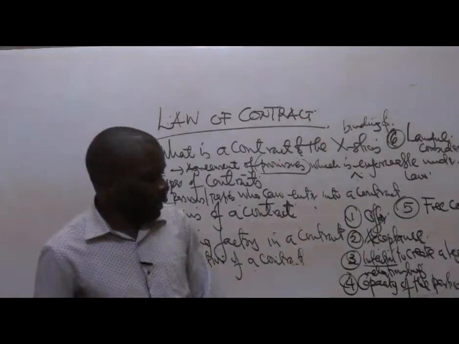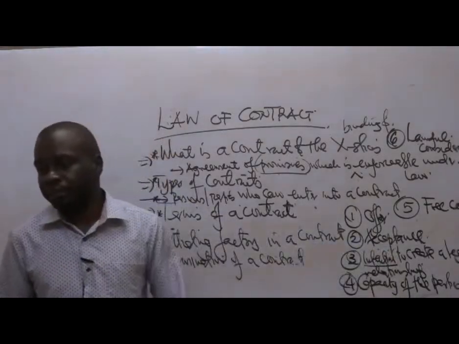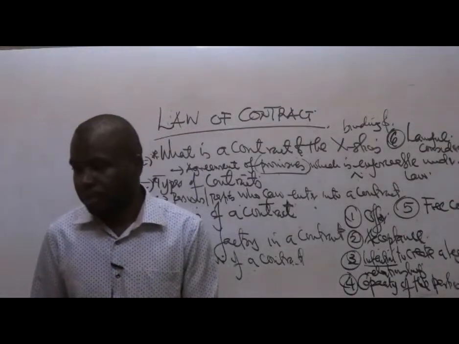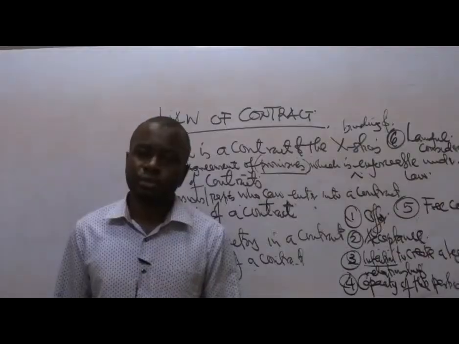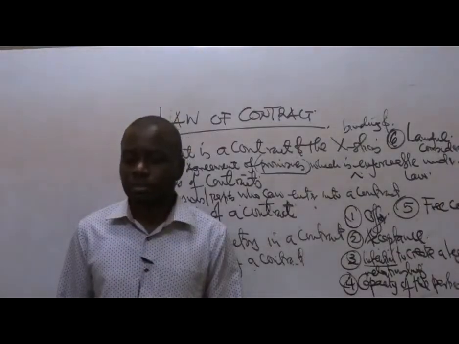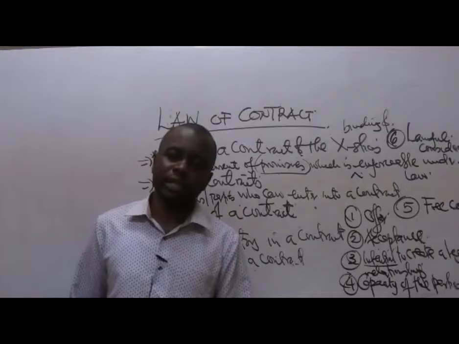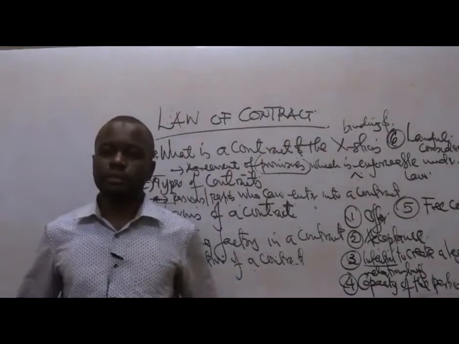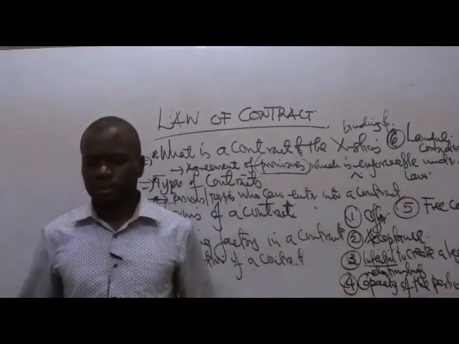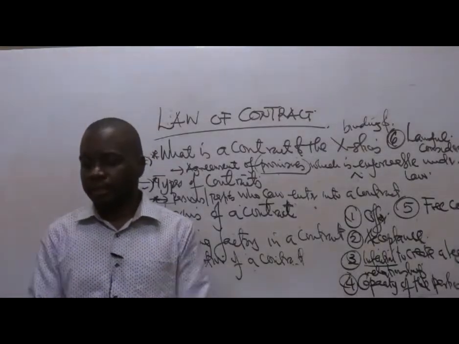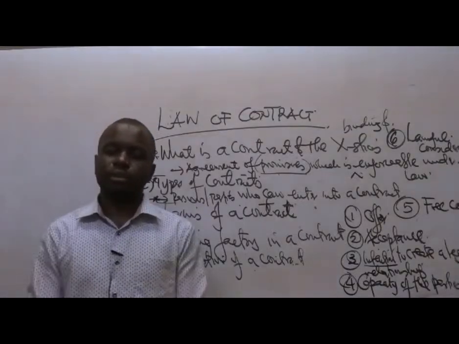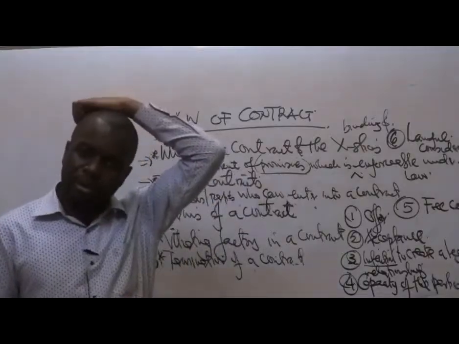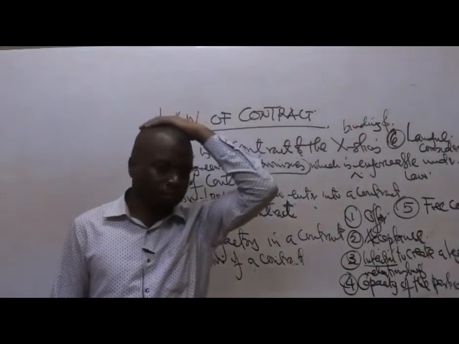There should be what we call intention to create a legal relationship. So the agreement you are entering into should be lawful. It should not be outlawed or illegal. For example, if you're entering into an agreement to sell drugs which are not allowed in the country, or you are involved in money laundering, those are outlawed activities. So that cannot be concluded as being a contract.